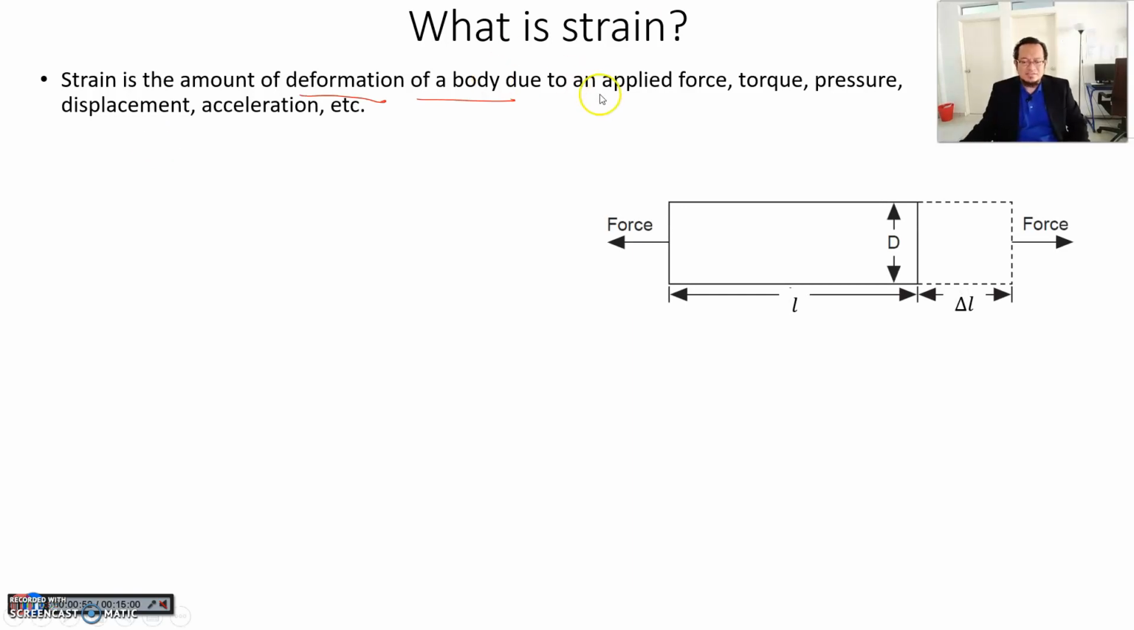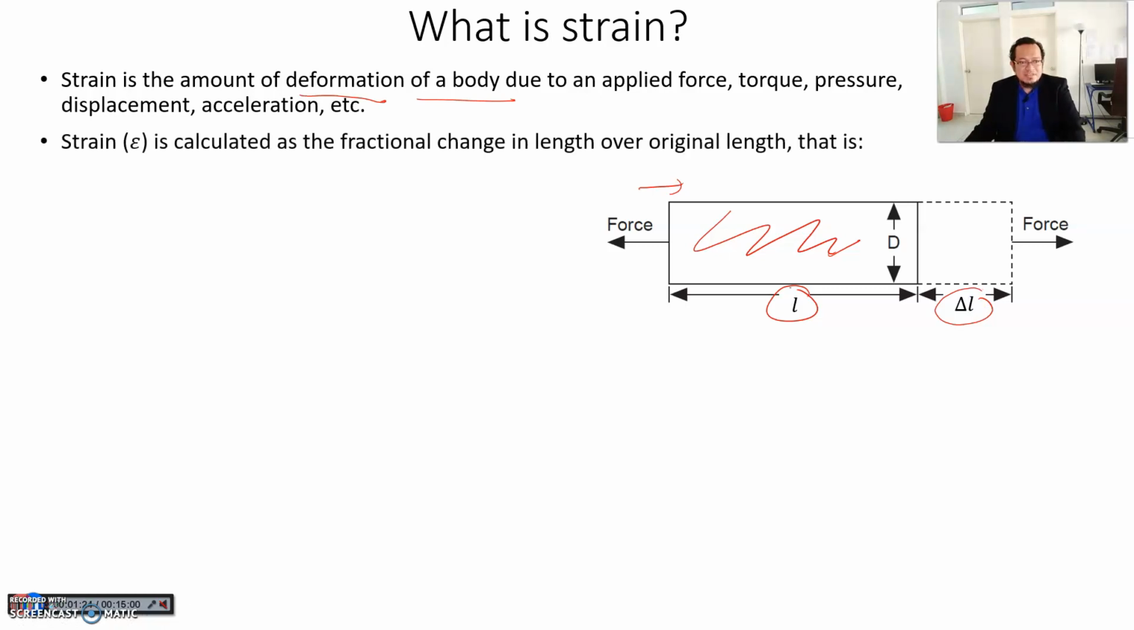Let's take a look at this figure here. Let's say this is a metal or something like that. When you apply a force either this way or maybe that way, this metal will experience some sort of elongation. Let's say the initial length is L, and when you apply a force sideways, it will produce some little change of length due to that force.